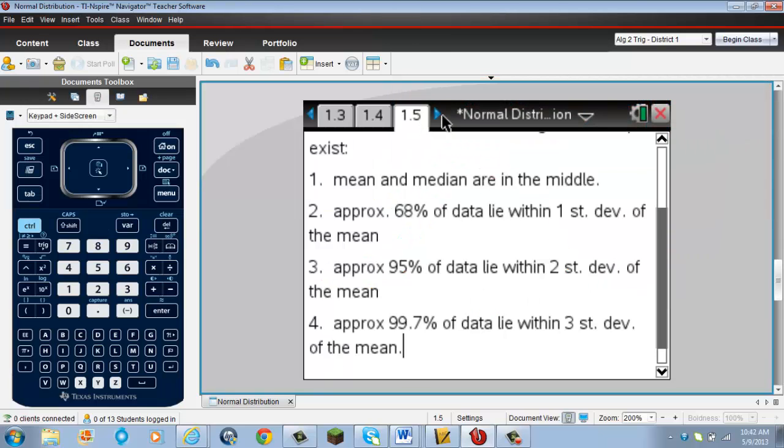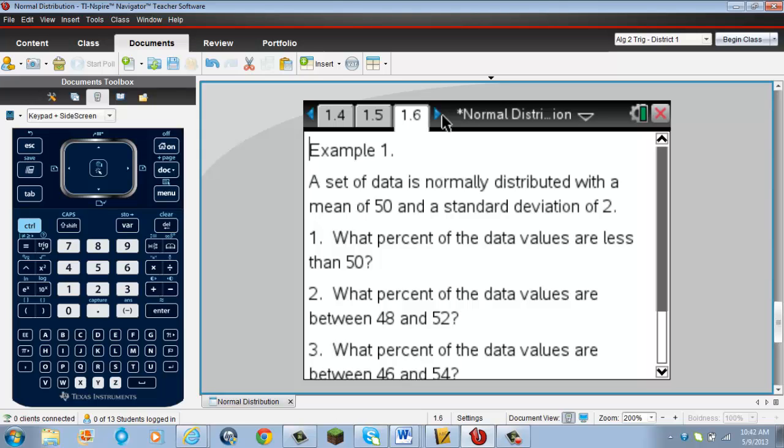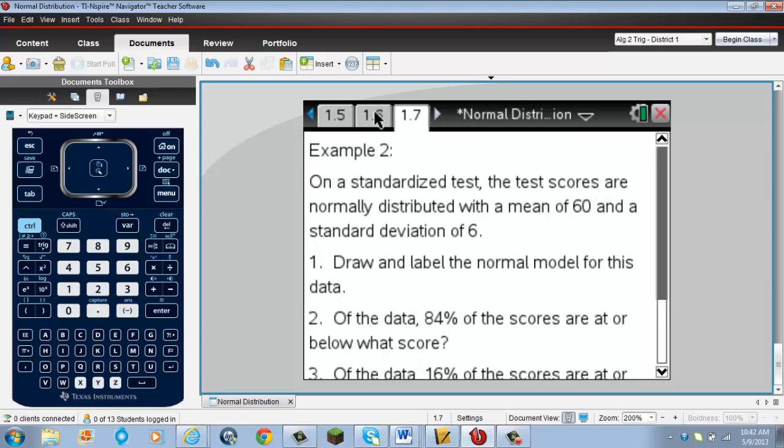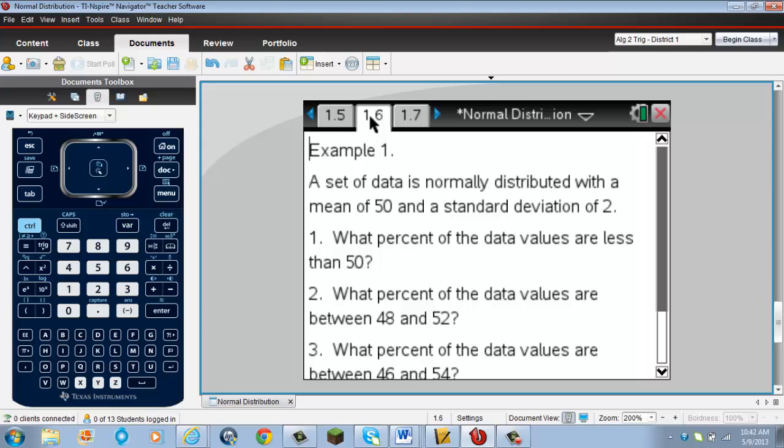Okay, let's go to page 1-6 for some samples. 1-6 and 1-7 are two examples. We're going to do those together with the Elmo in a minute. You're also going to want to take a glance at your Regents reference sheet so that we can look at that normal model that they give you. Notice what's given to you that you don't have to memorize, so we can refer to that and use it to help us solve problems.